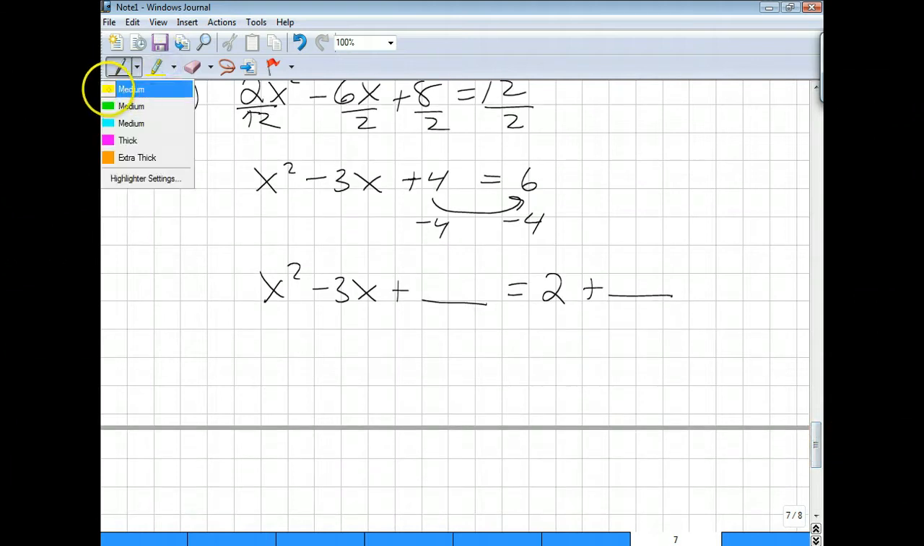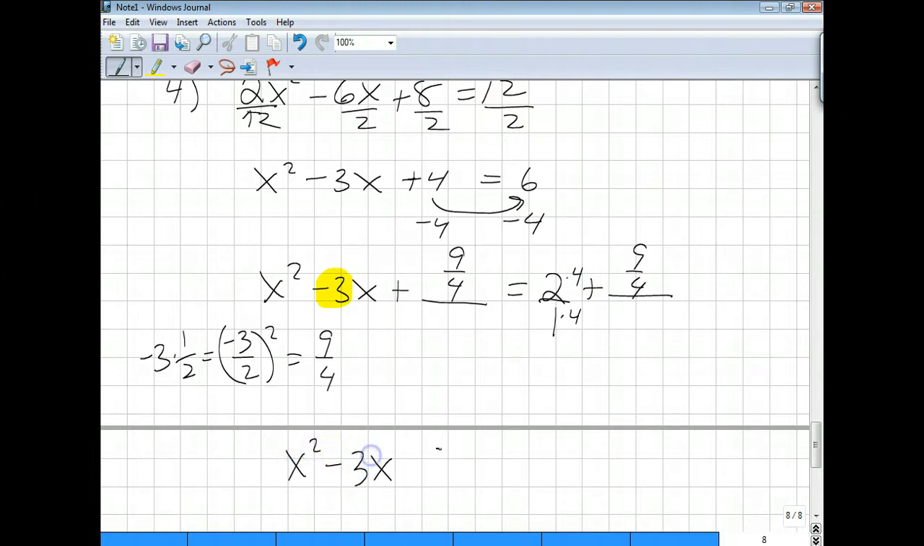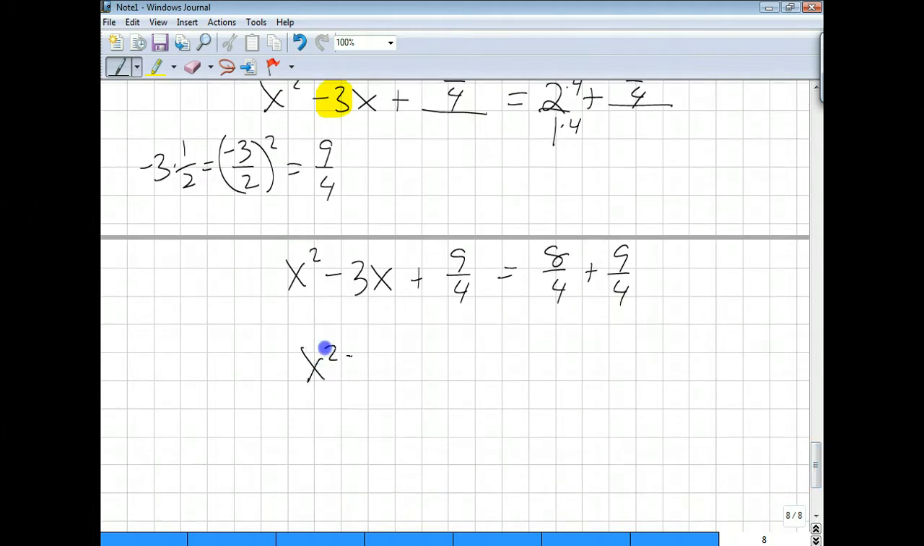Then remember that you take the coefficient of the x term, multiply it by a half, and square that, so we get 9/4. So the number I'm going to add to both sides is 9/4. Which means I'm going to need to change this 2 to 4, so I'm going to multiply top and bottom by 4. So that's going to give me x squared minus 3x plus 9/4 equals 8/4 plus 9/4. So it's x squared minus 3x plus 9/4 equals 17/4.